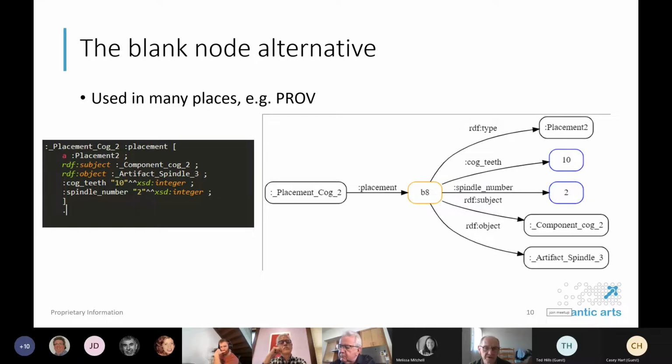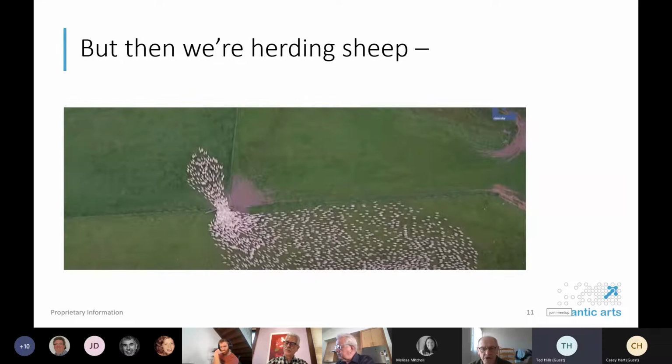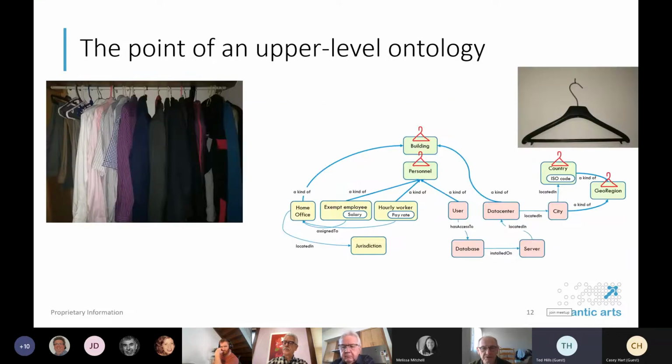Why don't we just kind of leave it and deal with it in a blank node way? But then we'd be herding sheep, and herding sheep really takes a lot of skill, particularly if you want to do it as well as in this picture here. And we don't really want to be putting in that amount of effort, because the reason is that we use an upper level ontology, and an upper level ontology is there to act as a hanger for various things so that we can bring them together across multiple sets of information. And so there is benefit in not using the blank node approach, but actually thinking about something more specific within our toolkit of the upper level ontology.